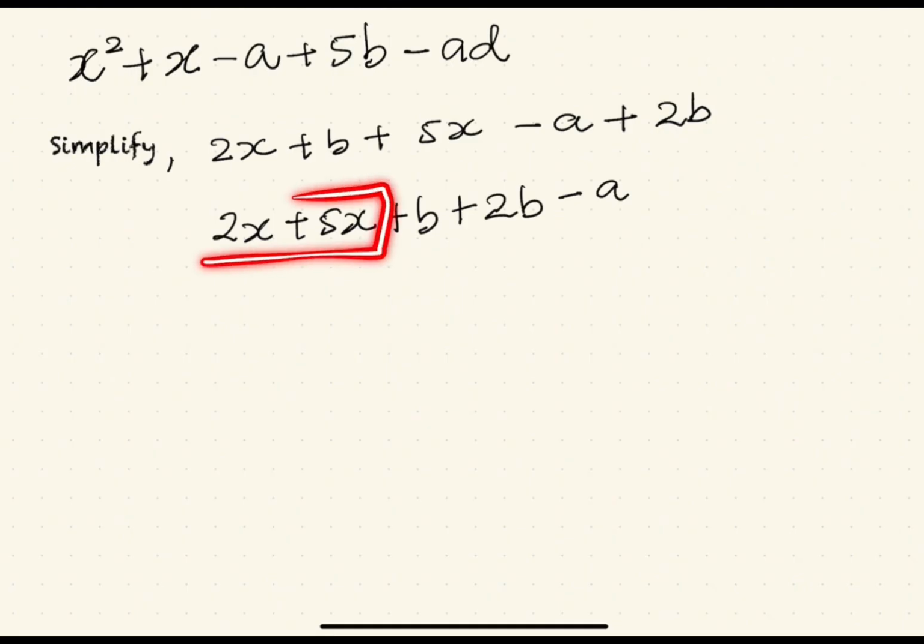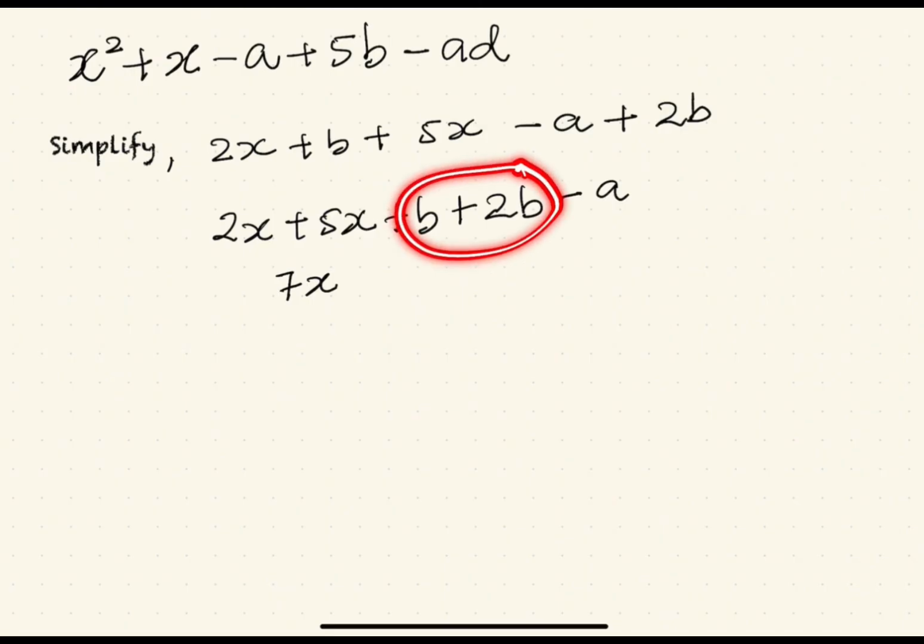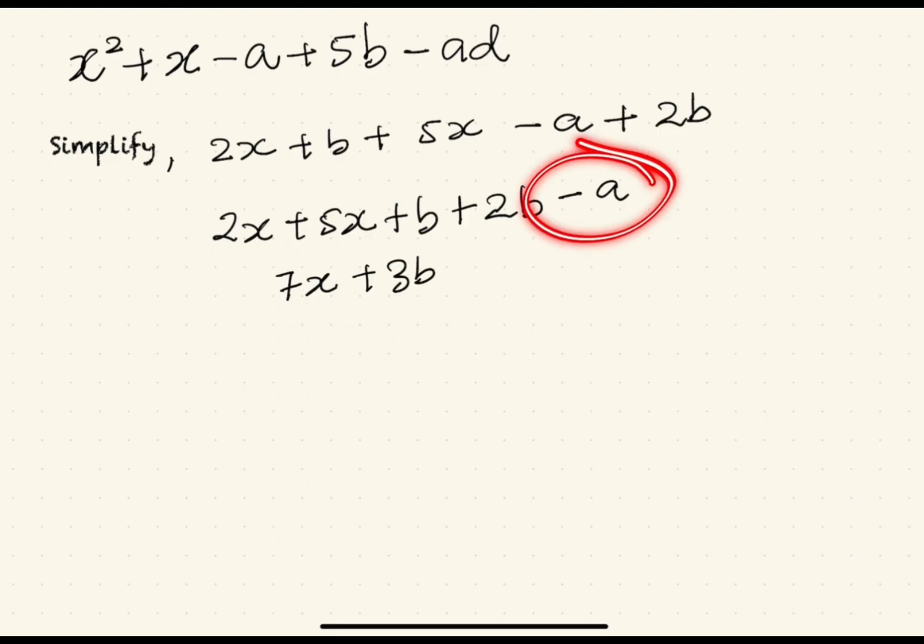So these 2x and 5x are like terms and they can add. So we add them the way we add numbers. 2 plus 5, which is 7x. And as well as this, b plus 2b are like terms. We'll add them however we add a single thing plus 2 of those things. So it's 1 thing plus 2. So it's 1 plus 2, which is 3b. And we also have to remember that there's a negative a at the end.